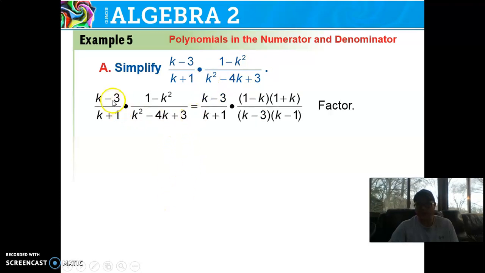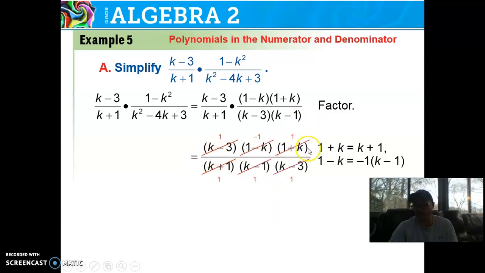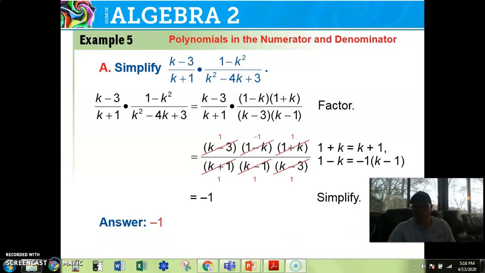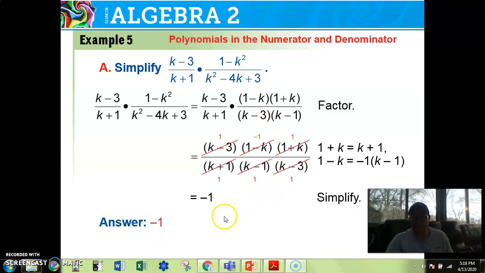So what we do is we take this original and we take the 1 minus k squared and factor it into 1 minus k and 1 plus k. K squared minus 4k plus 3 factors into k minus 3 times k minus 1. Then, when we write it all as a single fraction, you can see that a lot of stuff cancels out. Of course, be careful, here's the negative 1, right? K minus 1 and 1 minus k aren't the same thing, but from those last examples, remember, they simplified to negative 1, as you can see on the side over here. Therefore, this whole mess just simplifies to negative 1.